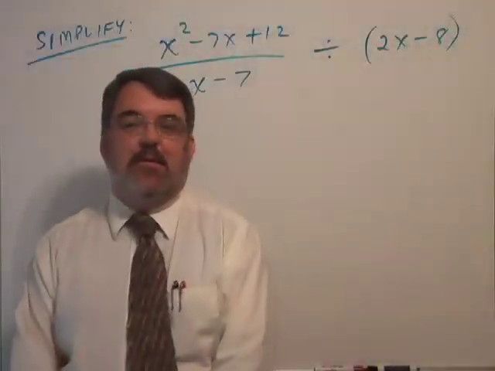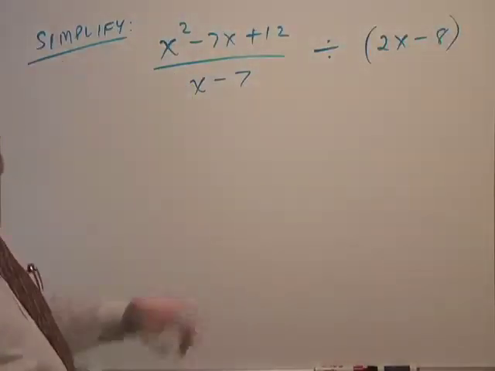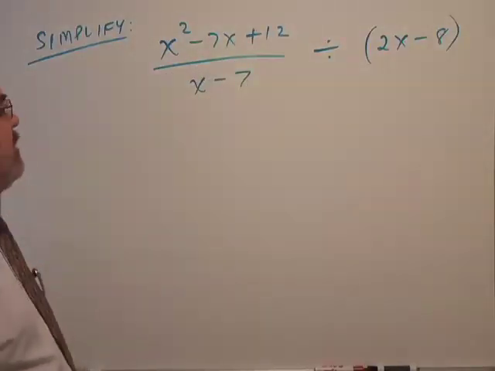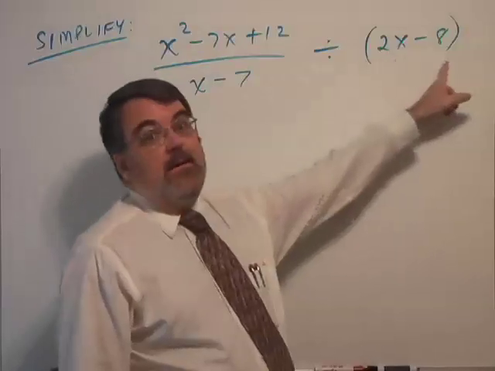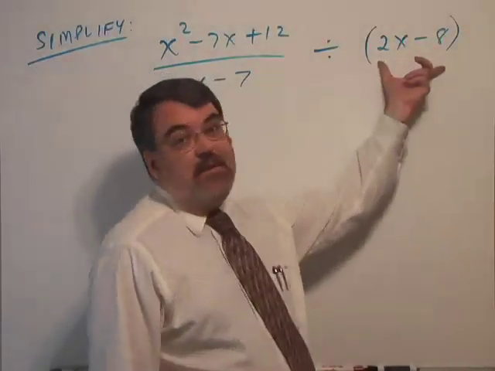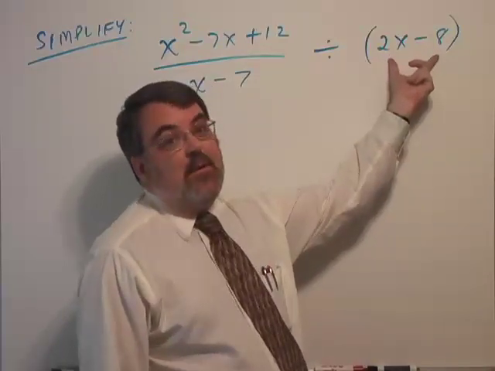One more division problem to show you. Simplify x squared minus 7x plus 12 divided by x minus 7. And this is divided by 2x minus 8. Now, I actually have to have these parentheses here if I want to divide by this entire quantity.